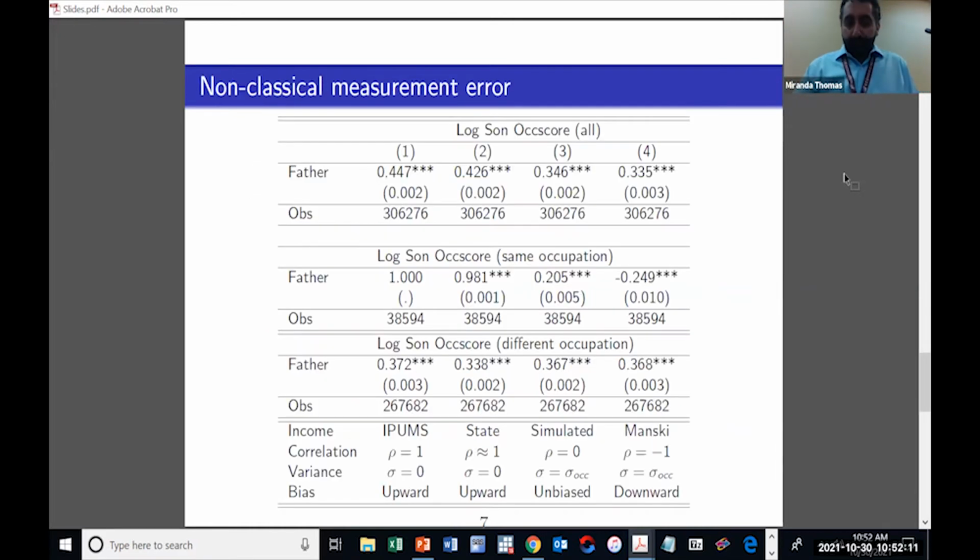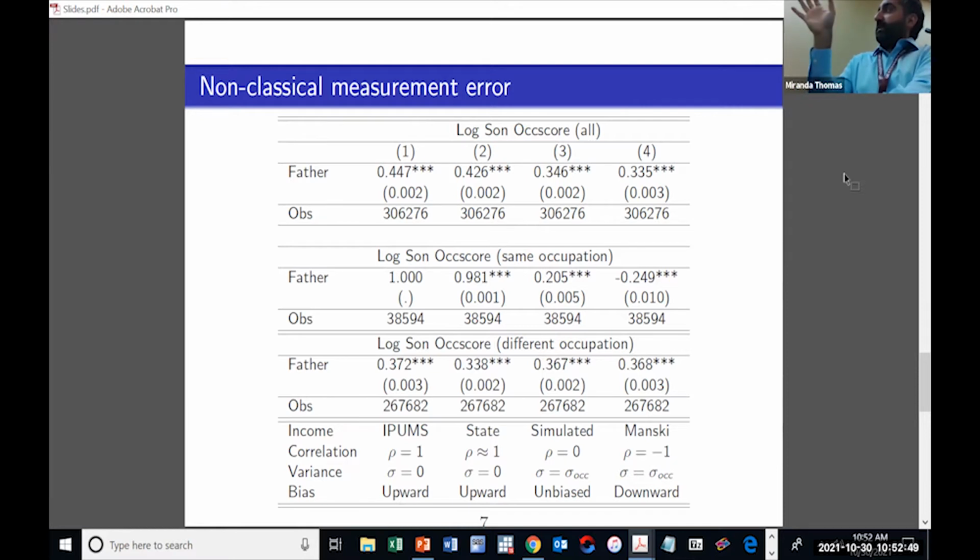Okay, so this is what we have. First row, we just have the estimates. In the second table, we have the same data, but you only focus on pairs of father and son with the same occupation. And in the last table, you focus on fathers and sons with different occupations. Okay, so you look at the first row, you can see how just doing IPONS data, you get a correlation of 0.45. If you look at the third column, where we're just drawing randomly from the distribution for father and son, you get 0.345. So it's a large difference.